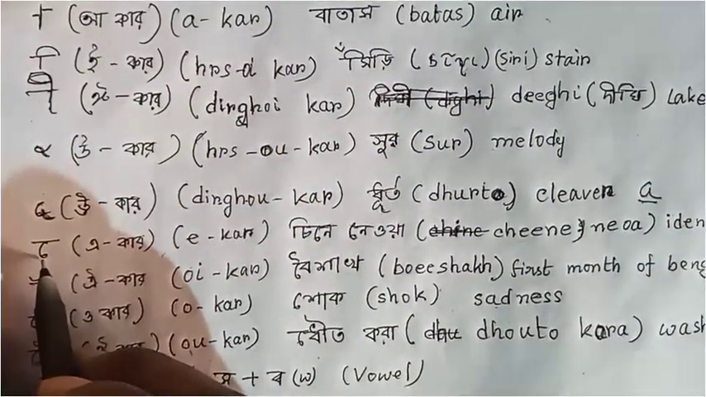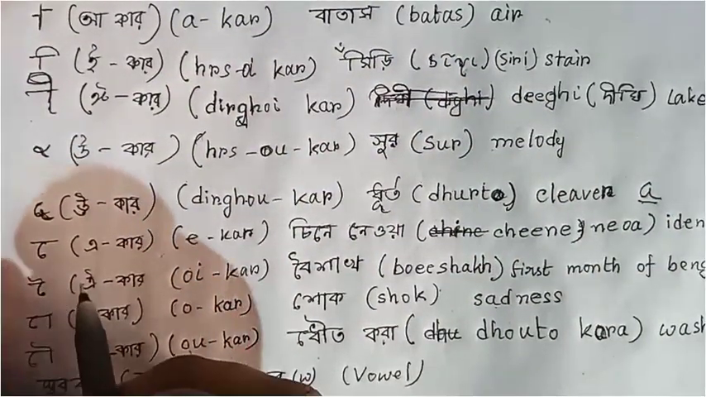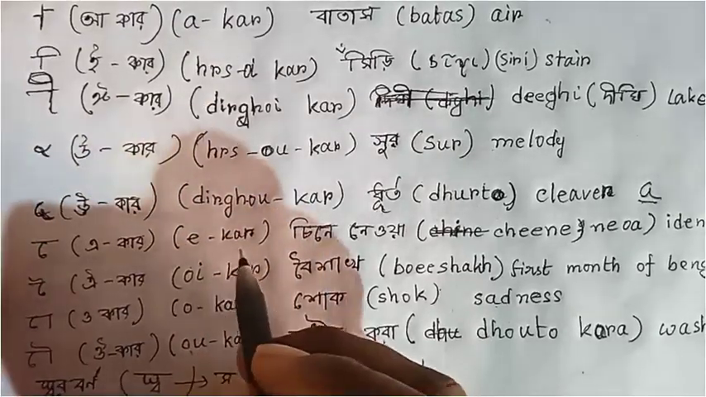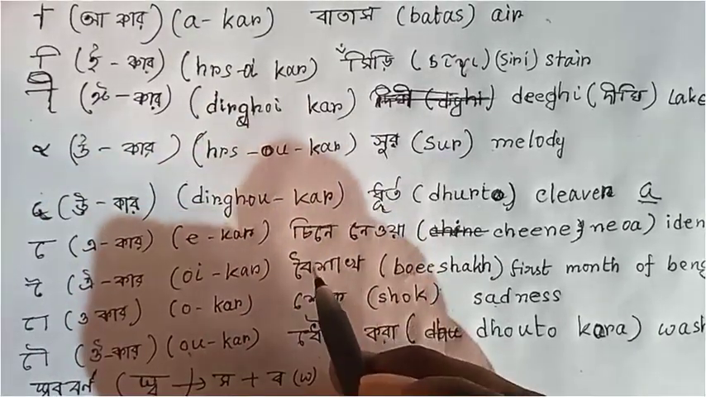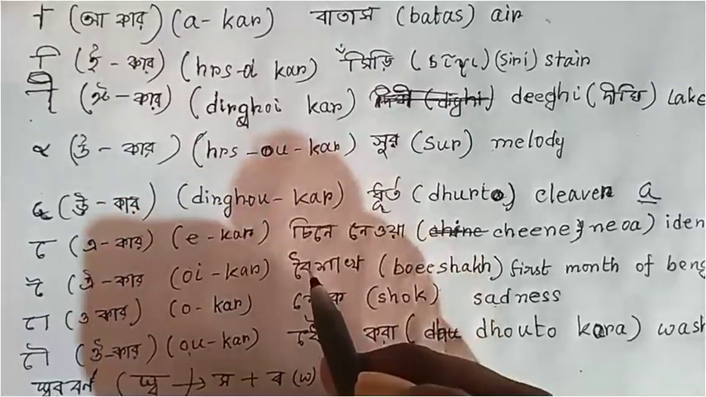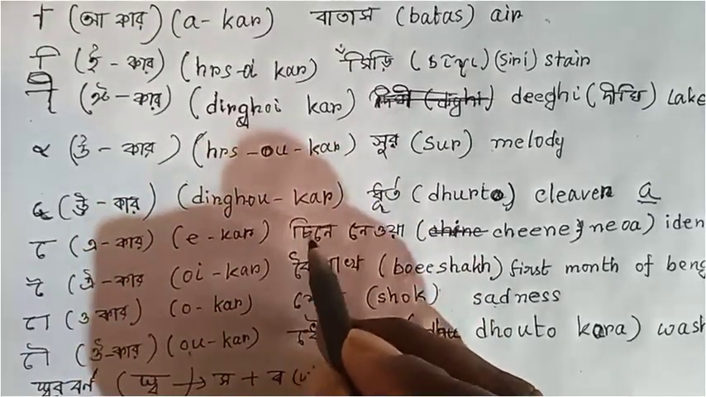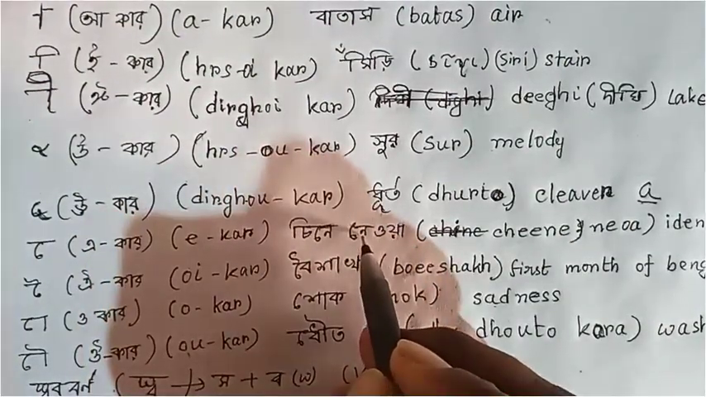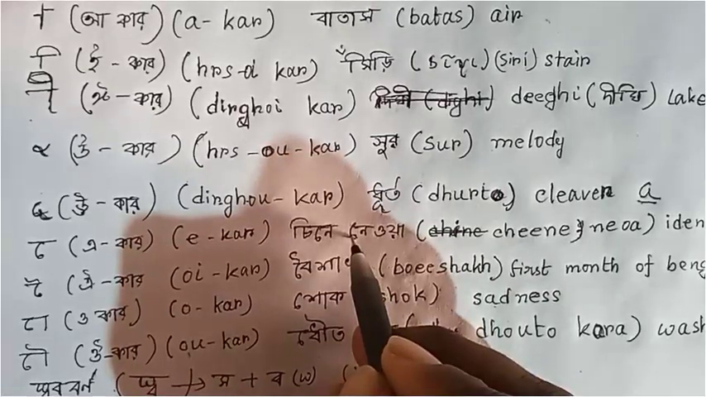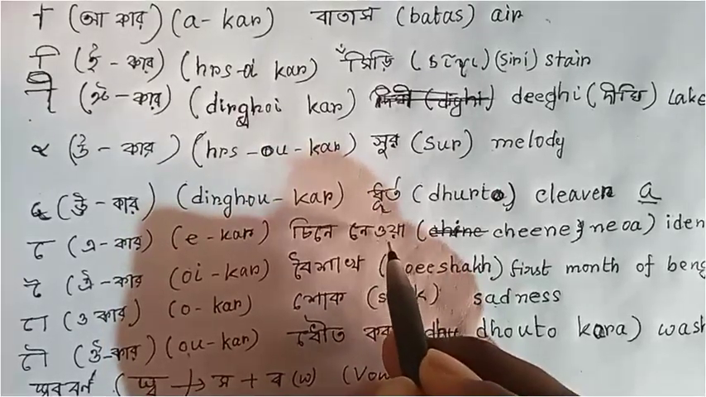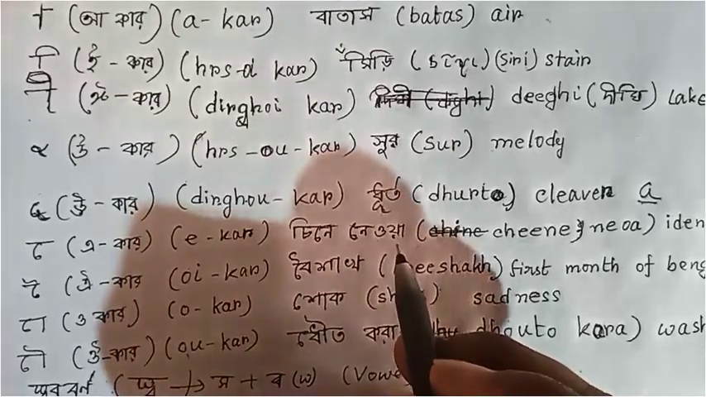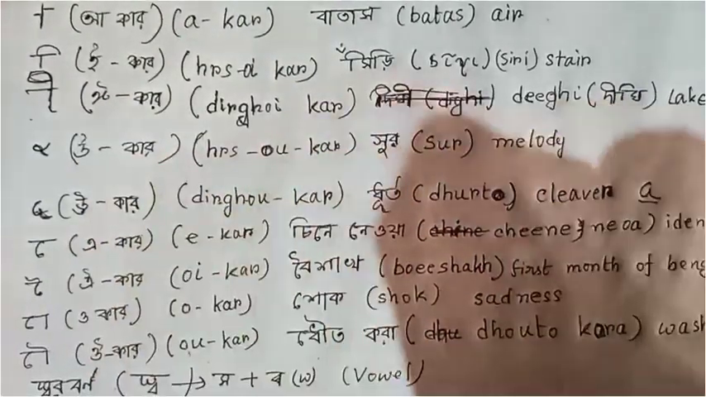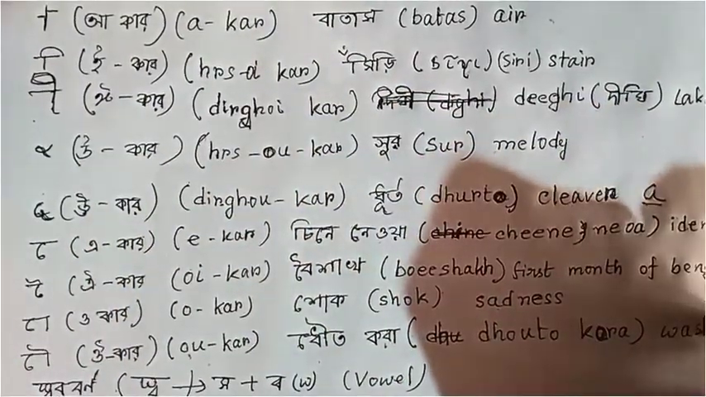And the next one is ekar. The word is chine newa. Choy rasoikar, dantyanoy ekar, chine newa. Dantyanoy ekar o antyostoy akar newa. That means identifying something.